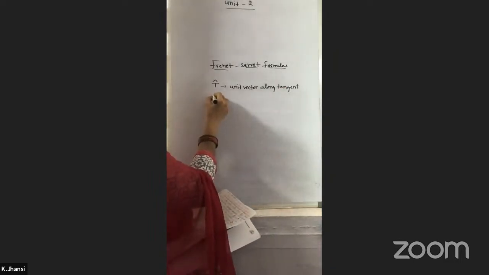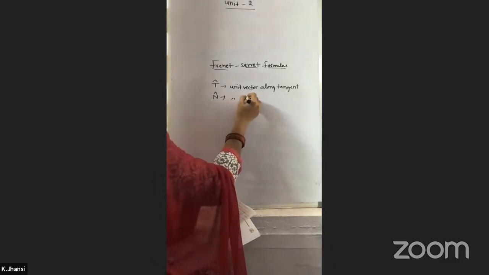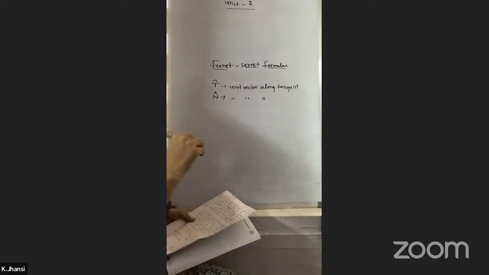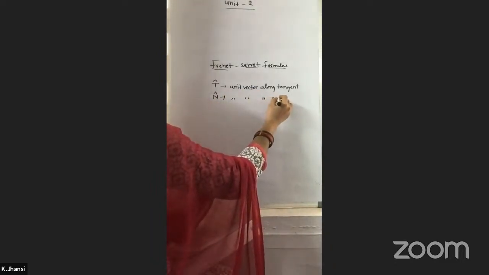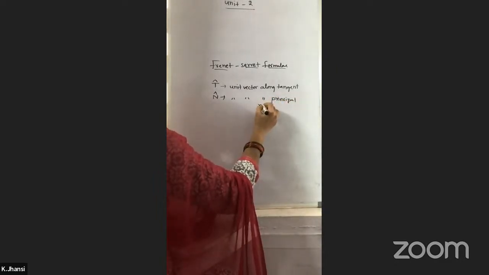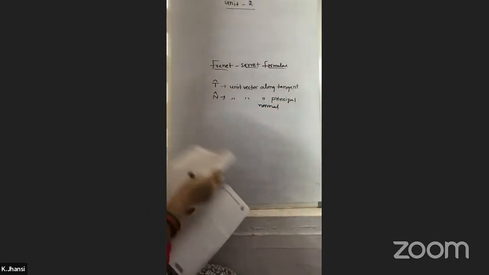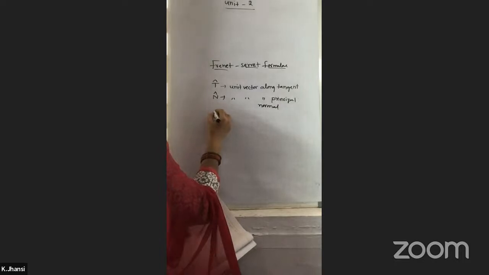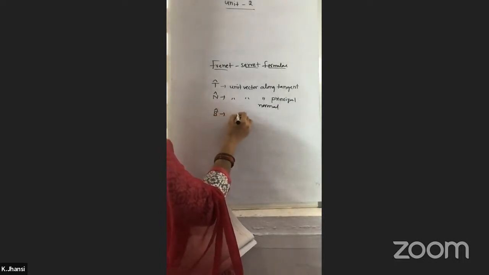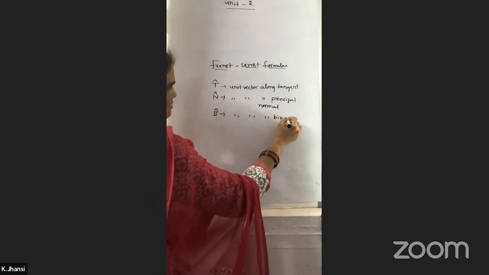Next, if you have the vector n, it is n cap. It is the unit vector along the principal normal. Okay. Next one is capital B. That is a unit vector along the binormal.